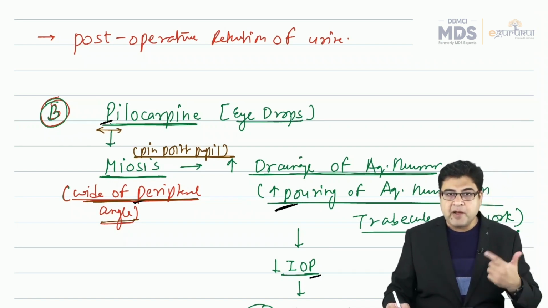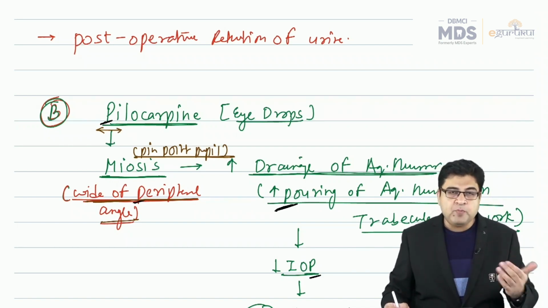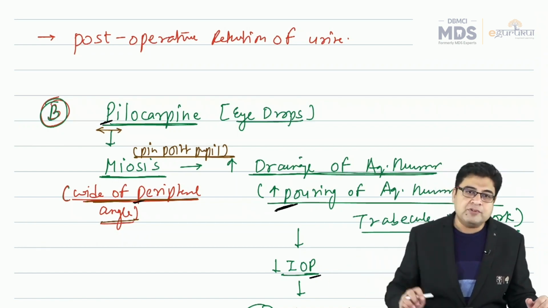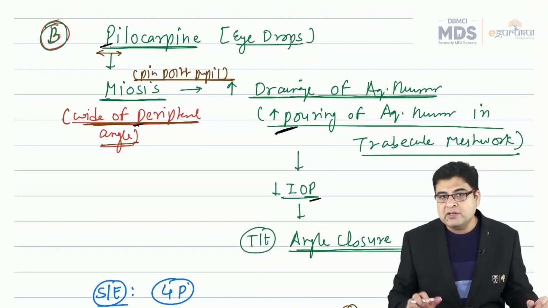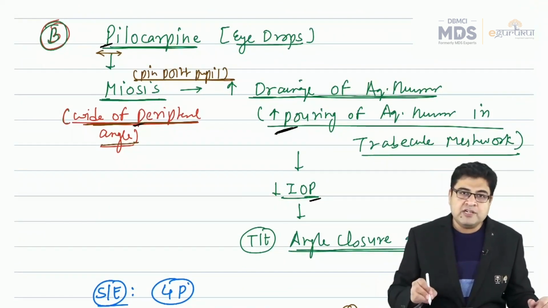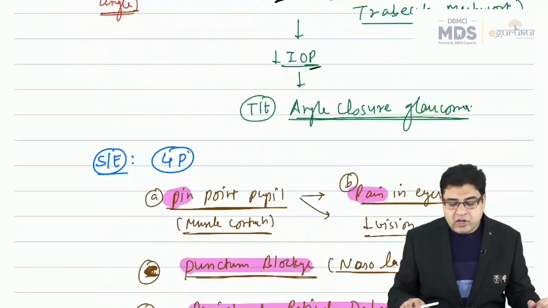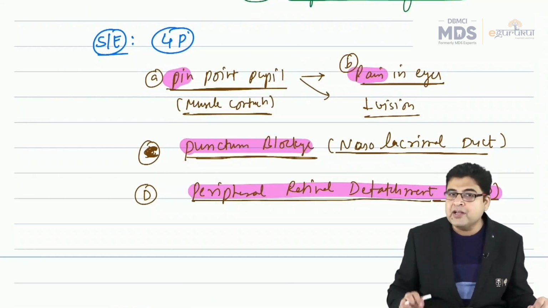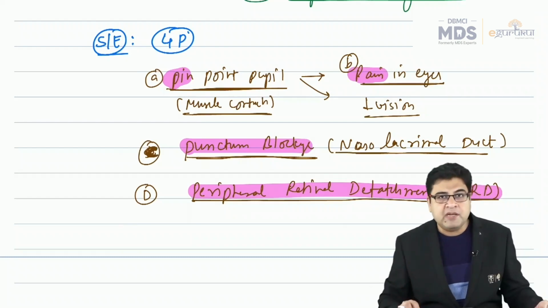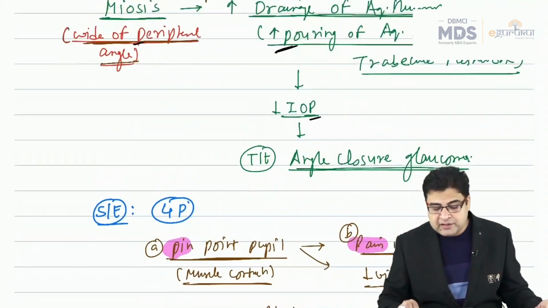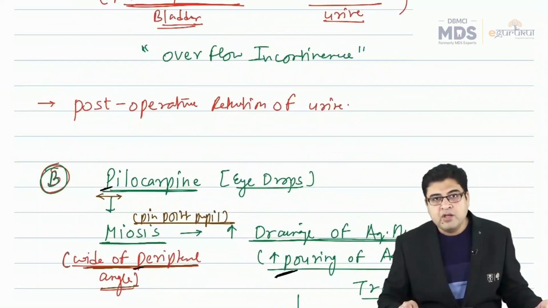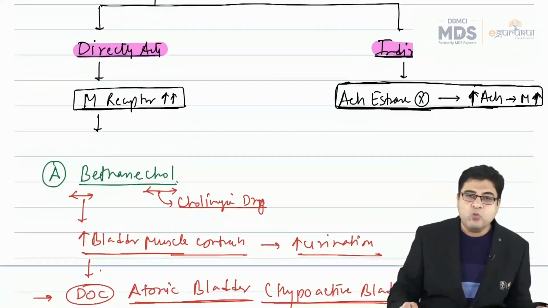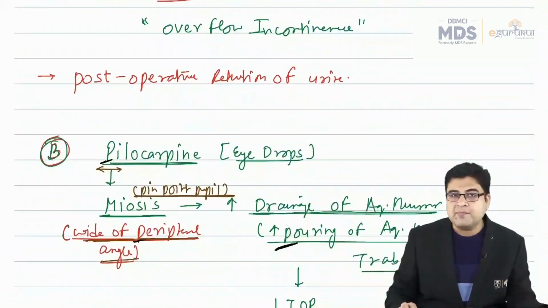So P is for pilocarpine, P is for pinpoint pupil, P is for peripheral angle widening, P is for increased pouring of the aqueous humor into the trabecular meshwork, and P also stands for decreased pressure in the eyes. And this medicine can cause 4 side effects: pinpoint pupil with deteriorated vision, pain in the eyes, punctum blockage, and peripheral retinal detachment. All these things are related to pilocarpine. So that is all about the directly acting medicines. We have 2 directly acting medicines: one is bethanechol, the second is pilocarpine.